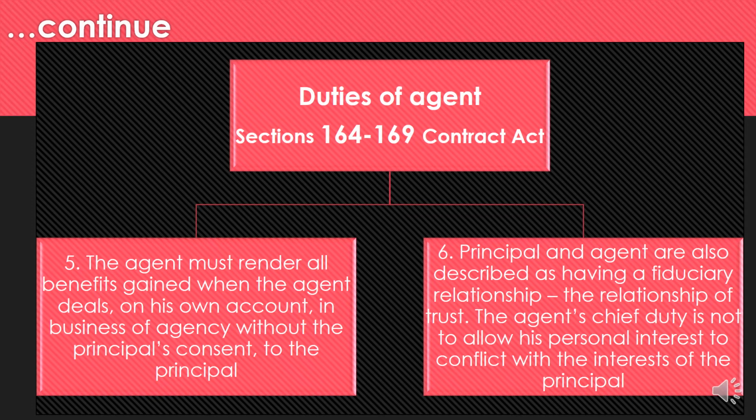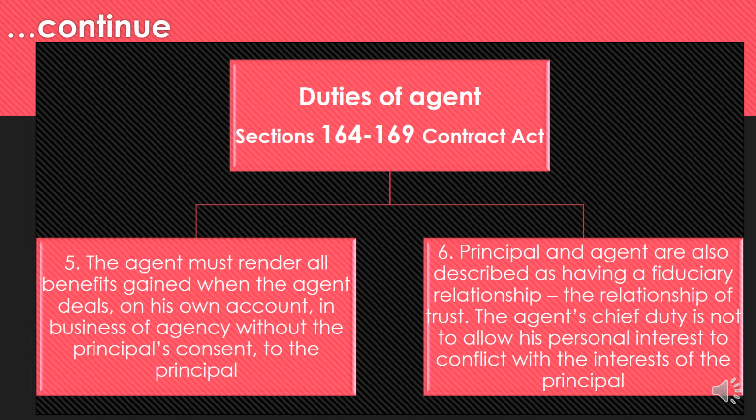Okay, now we have number 6 here. You see, principal and agent have this fiduciary relationship, right? What does it mean by fiduciary relationship? Basically, it means the relationship of trust. Both of them created a relationship of trust. So basically, the agent also is the trustee for the principal. Agent acts for the principal. That's why the agent basically cannot get personal interest.